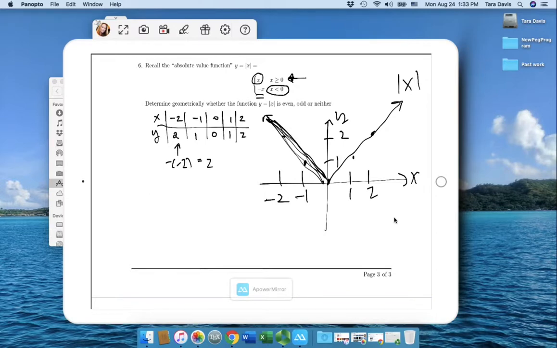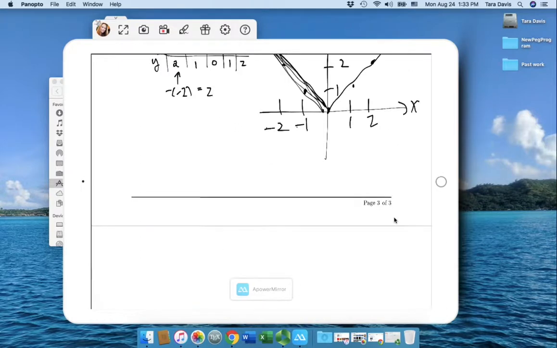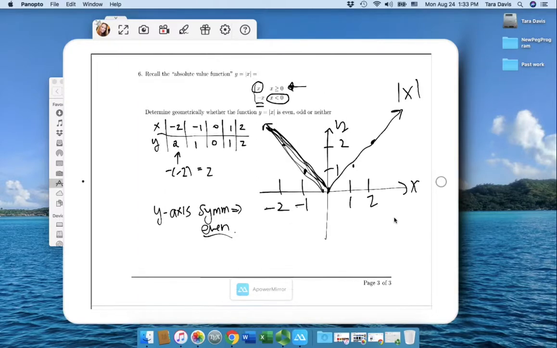Okay. So then you have to say, well, does this have y-axis symmetry? Yes, it does have y-axis symmetry. And so because it has y-axis symmetry, that means that the function is an even function. Okay? So you can always solve it in the way that is most appropriate for the function given.